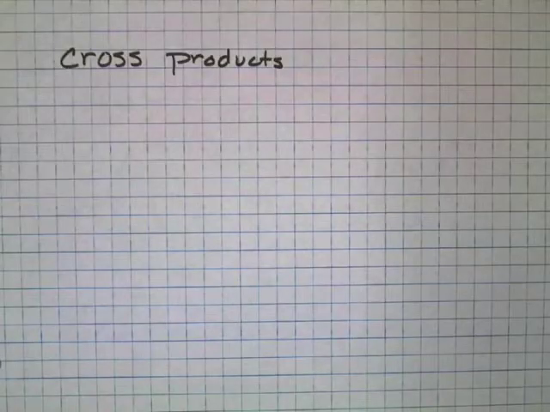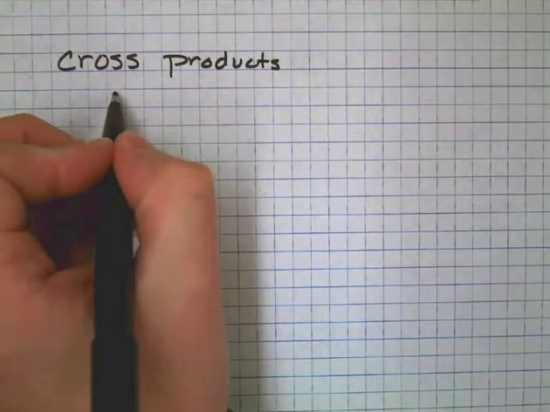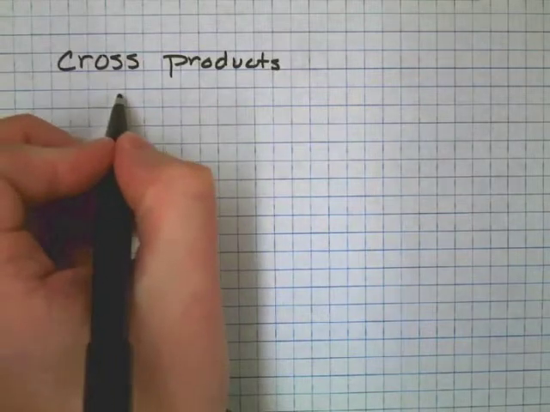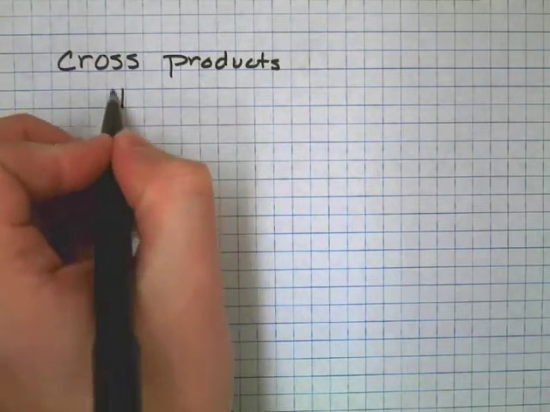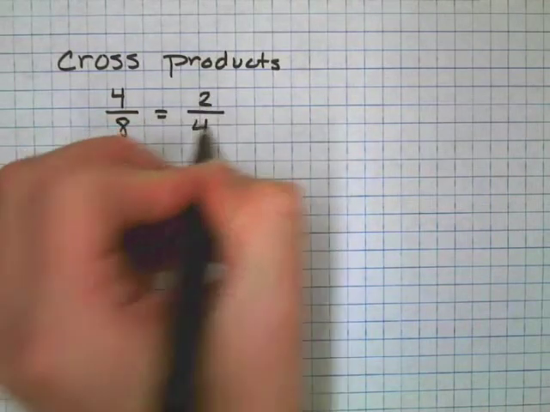Lesson 7-3. Our objective is to learn to write and solve proportions, and we're going to look specifically at cross products for a moment. Cross products is a method by which we can take a look at some proportions. Let's say that we have 4 is to 8 as 2 is to 4.